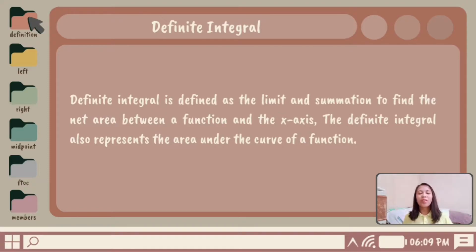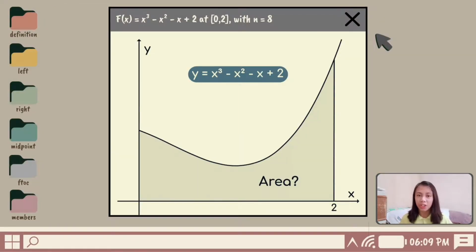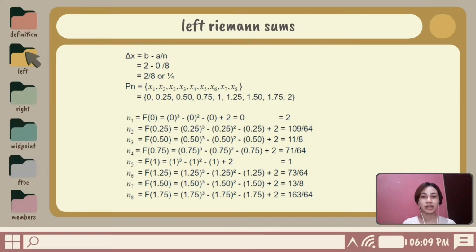Now that we know the definition, let us think of a function with a closed interval. For instance, we have the function f of x equals x cubed minus x squared minus x plus 2 at a closed interval [0, 2] with n equals 8. First, let us compute the left Riemann sums. First, decide the number of rectangles, or n, you want to consider. n is equal to 8.